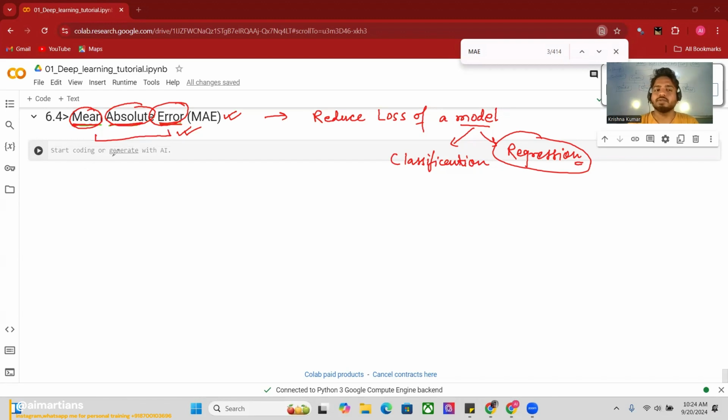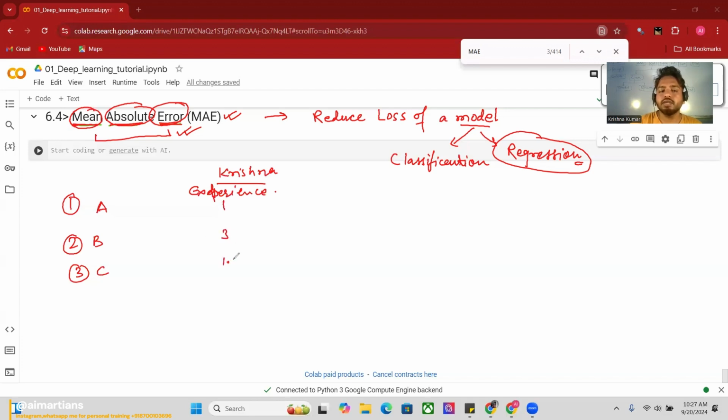Let me give you one example. Let's say Krishna has a company. Not now, maybe soon. Krishna is hiring three people in his company. The first person's name is A, the second is B, and the third is C. Krishna is offering them salary on the basis of their experience. Let's say the experience of A is 1 year, B has 3 years, and C has 1.5 years.